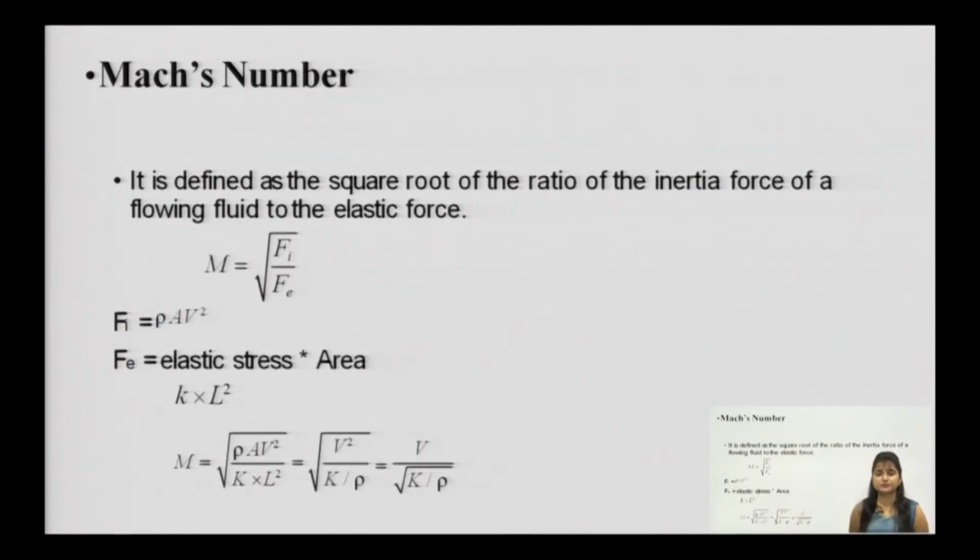Mach number is defined as the square root of the ratio of the inertia force of the flowing fluid to its elastic force. Inertia force you have already taken the same way; under elastic force you can keep K into L square, and hence you get a simplified form as V under root K by rho.